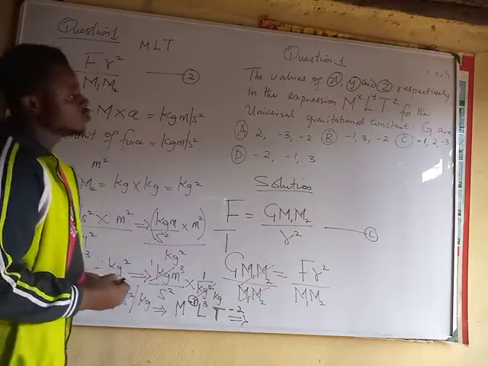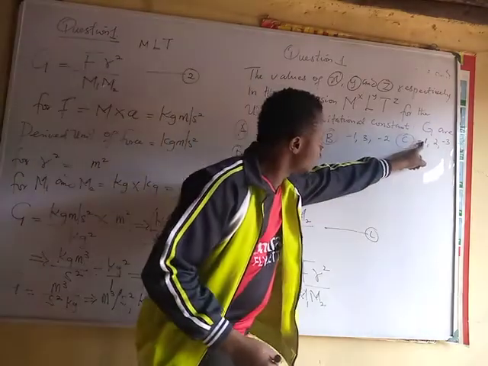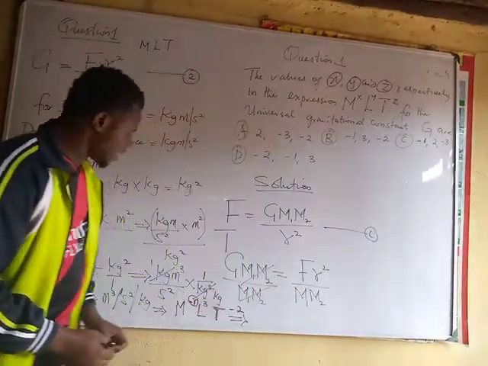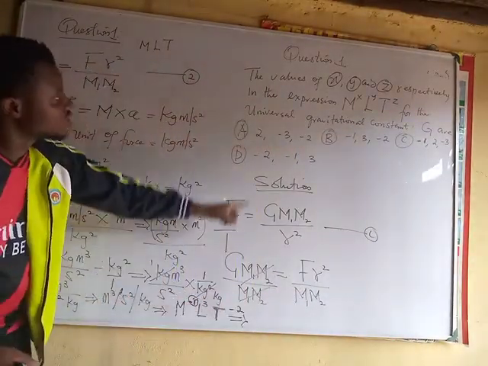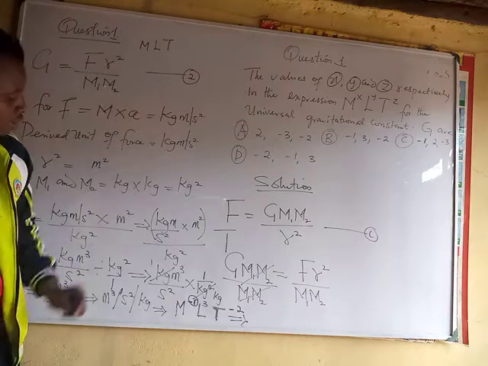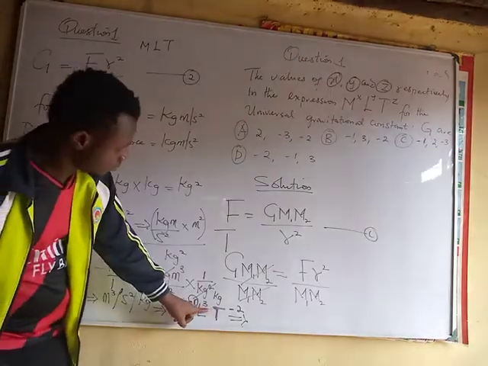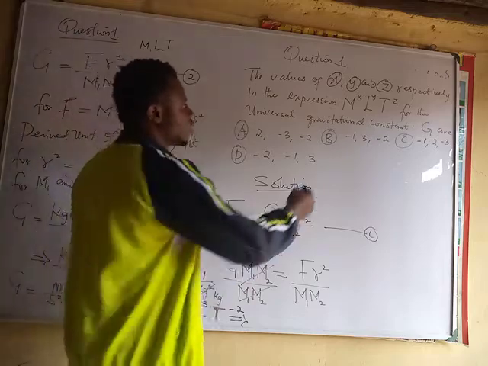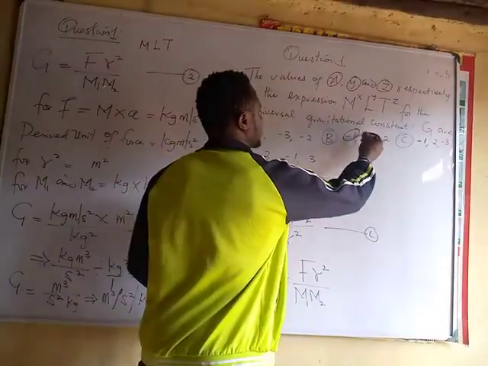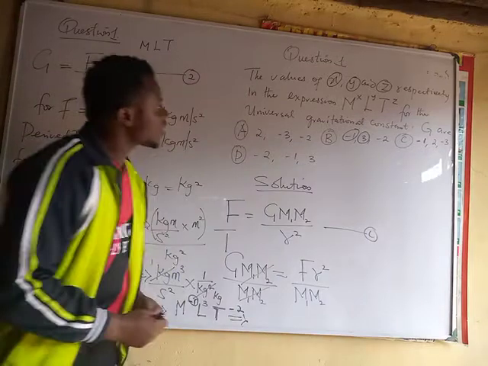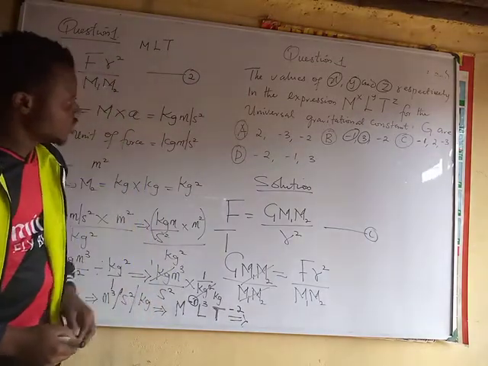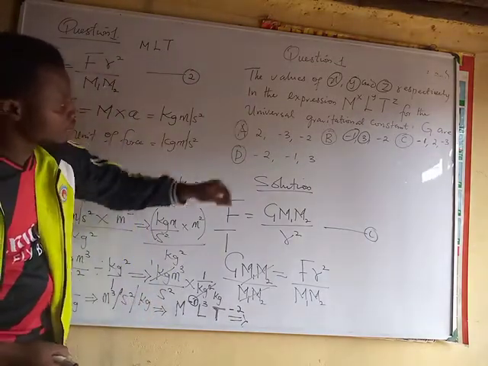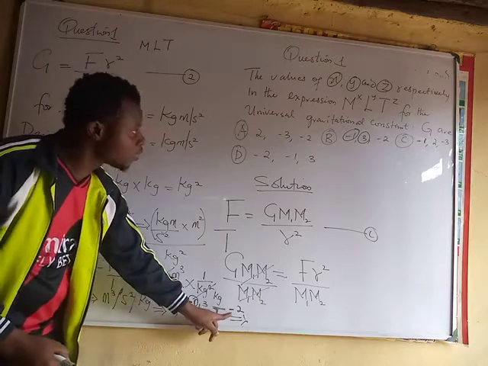So look at it, the minus 1. Then after that, the L, which is our y, having the power of 3. So we are going to have, okay, look at this: this is minus 1, this is 3. Then after that, our z, which is the one of the time, is having the power of minus 2.